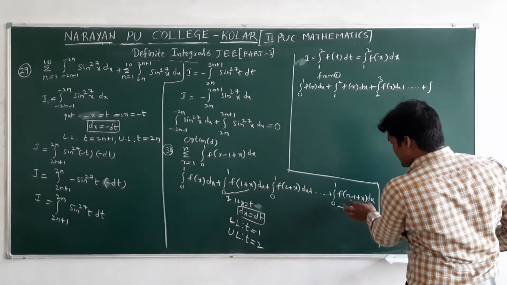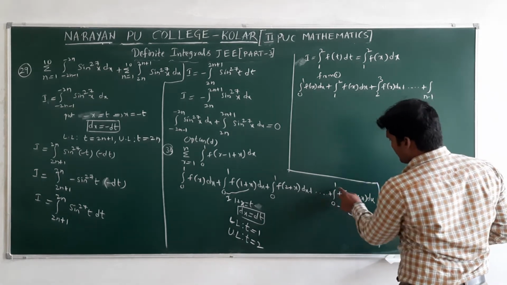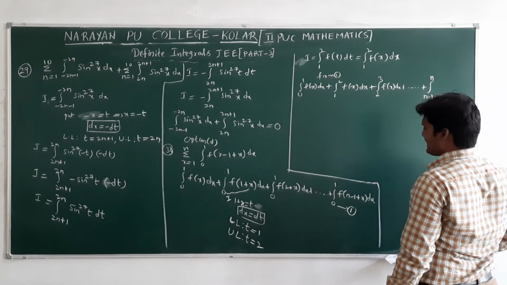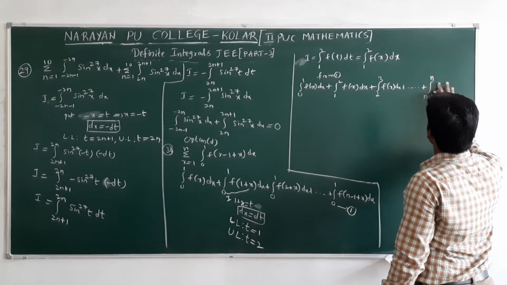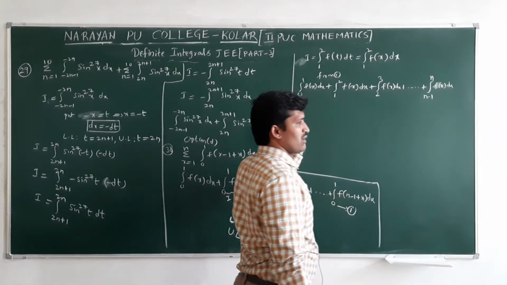Now here what will you take? This is t; the lower limit 0, substituting gives n minus 1, and the upper limit 1 gives n, to f of x dx. Here splitting is very easy. Already you have the splitting property.